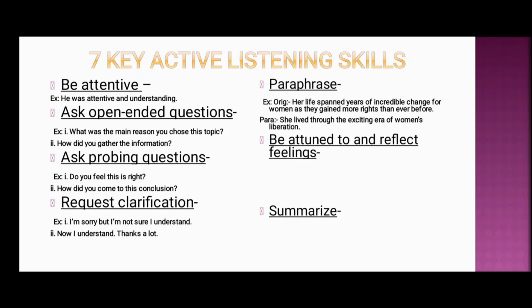Be attuned to and reflect feelings. We have to adjust to the situation in which we reflect our feelings. For example, some men are inherently attuned to the game, but others can benefit from a few helpful tips. Or, I felt so scared. I didn't know what to do. So these two are examples for be attuned to and reflect feelings.